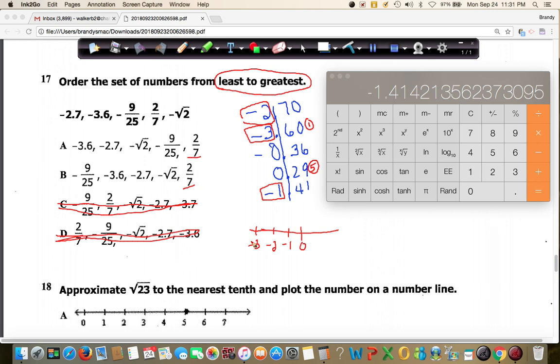Please make sure you write all this work down. I'm not doing it for myself. I've already passed 8th grade. This is for you guys. Write it down, pick the correct answer, and we'll move on to 18. Almost done.